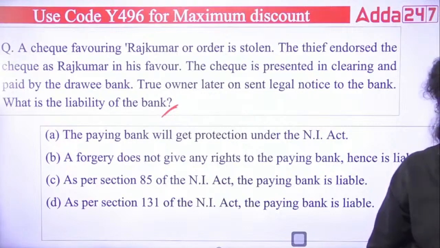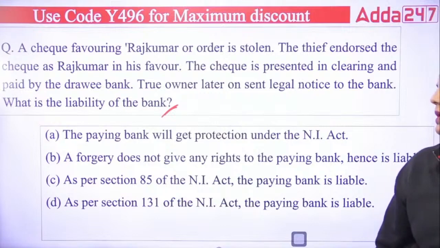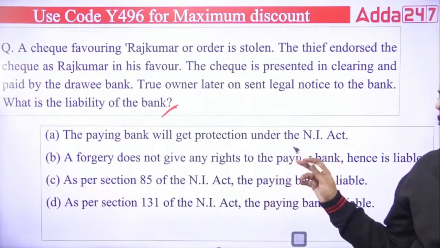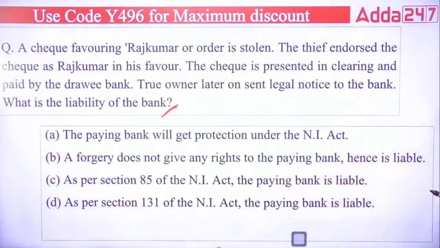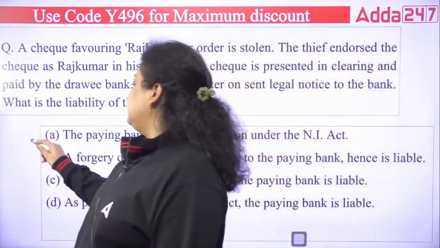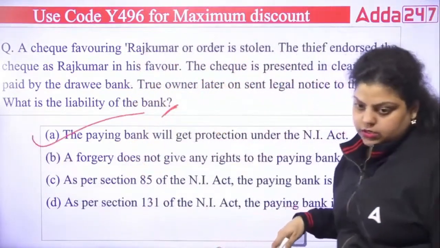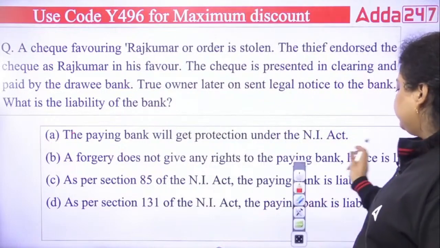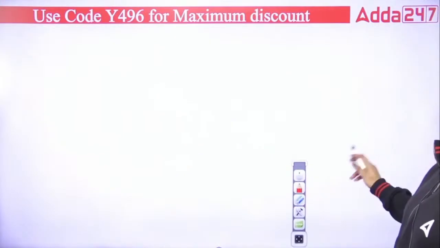Let me know. So first is saying the paying bank will get protection under Negotiable Instrument Act. Second is saying a forgery does not give any right to the paying bank, hence it is liable. Third is saying as per section 85 of the Negotiable Instrument Act, the paying bank is liable. Fourth is saying as per section 131 of Negotiable Instrument Act, the paying bank is liable. And the right answer will be the paying bank will get protection under this act in this situation. So right answer will be your A option. Okay, right answer is A.